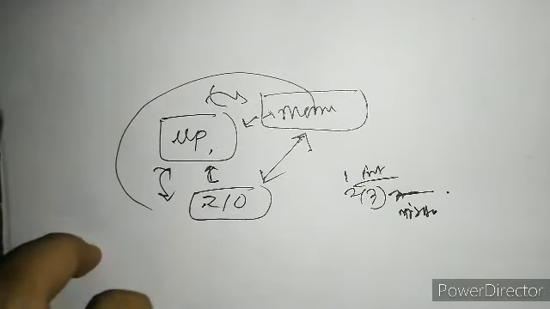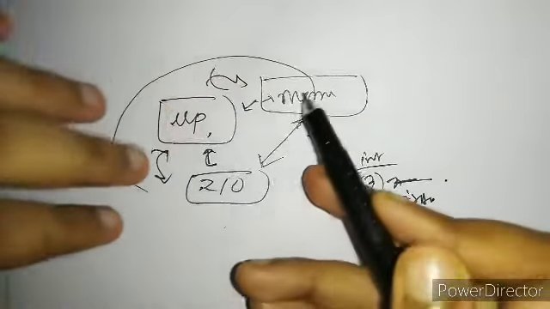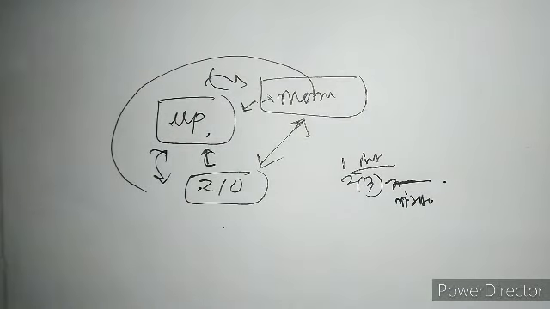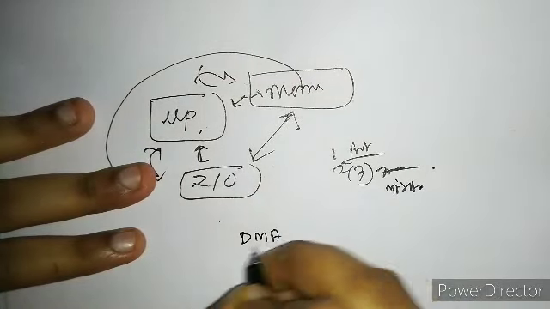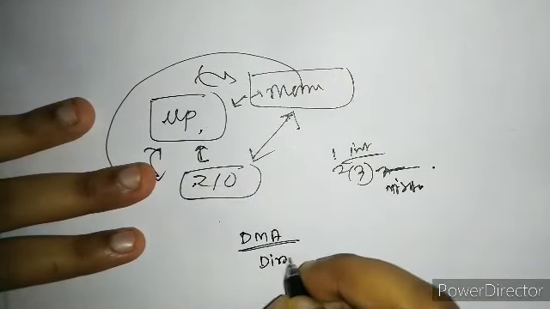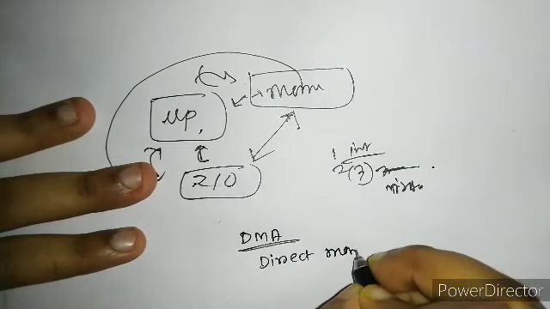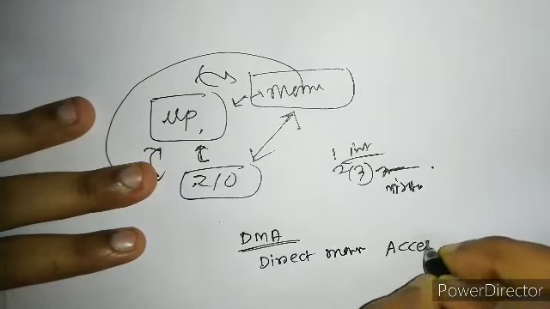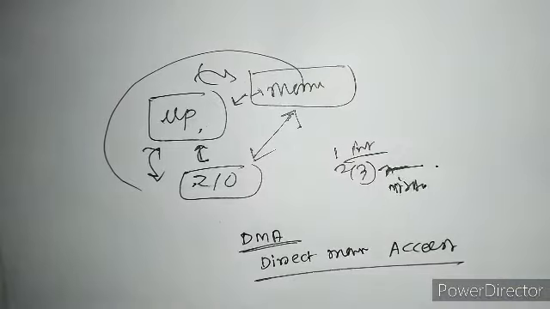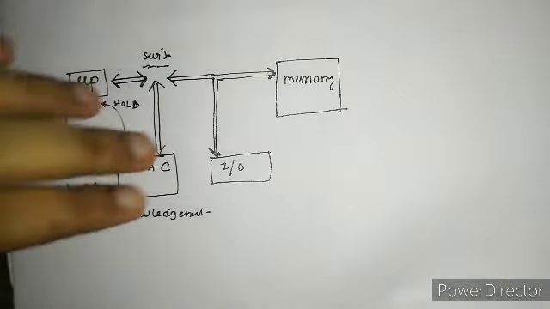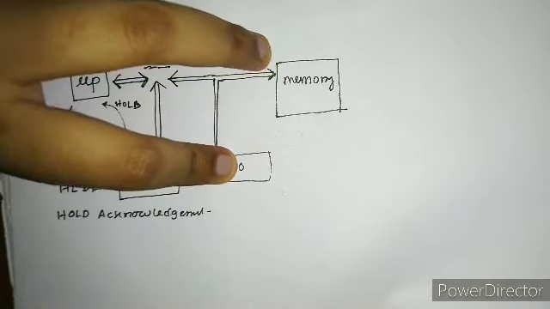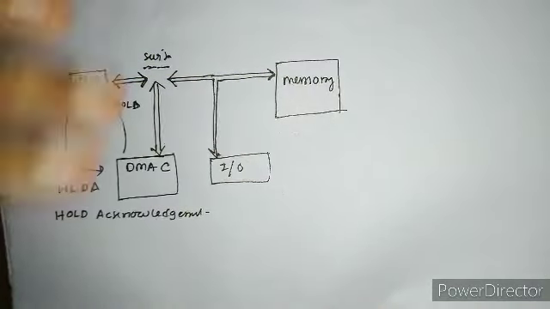I want to make it as fast as possible. So is there any process where IO and memory can directly interact with each other? Yes, which is DMA, direct memory access. In this case, IO and memory are connected directly, but how?